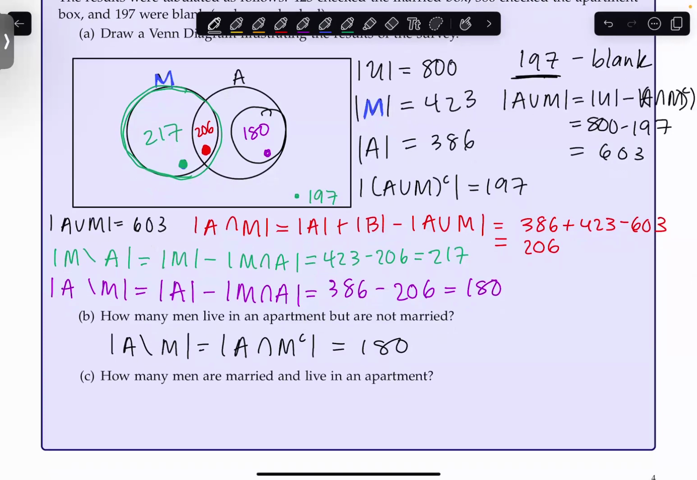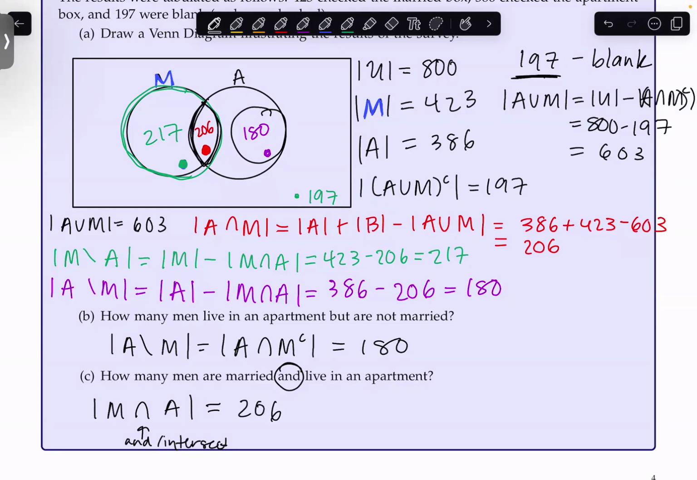If I want to decide how many men are married and live in an apartment, so here I'm seeing this and this is really representing my intersection. So married and live in an apartment. Or I can just look at my Venn diagram and decide which region am I talking about. And it's this overlap here, the things that they have in common, which is exactly 206 here.